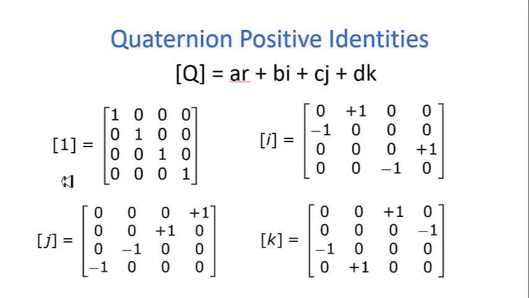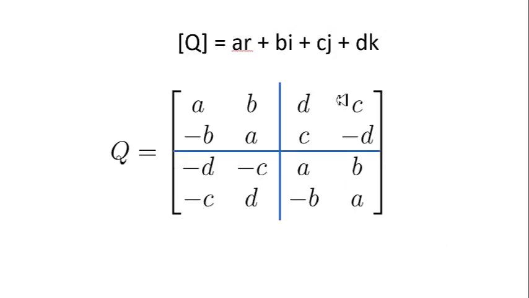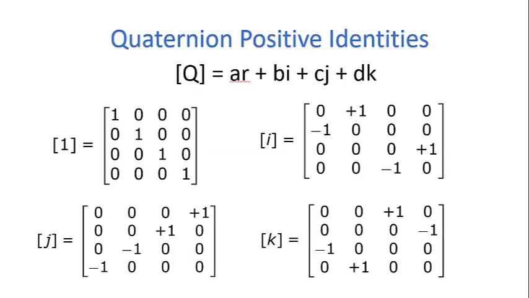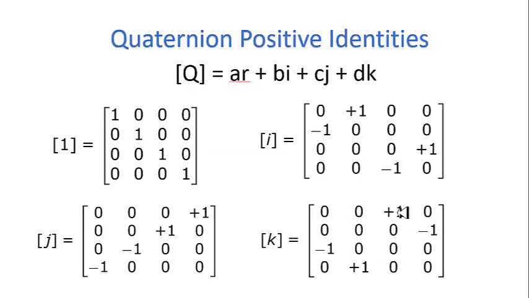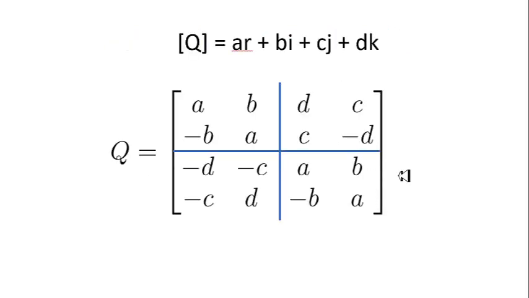And then for the J, because J goes with C, when you multiply C by this matrix here, you're going to get a positive C, negative C, negative C. And that's what we see here. Positive C, negative C, negative C. And then finally the K, when you multiply D by the K matrix, the D's are going to go everywhere. So you've got positive 1, negative 1, negative 1, positive 1. Positive D, negative D, negative D, positive D.